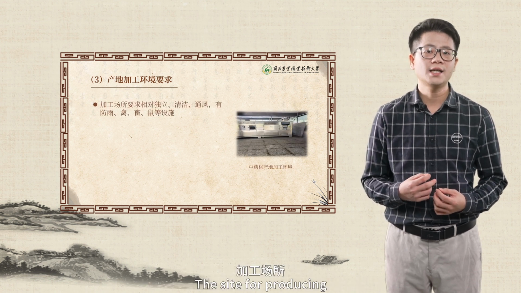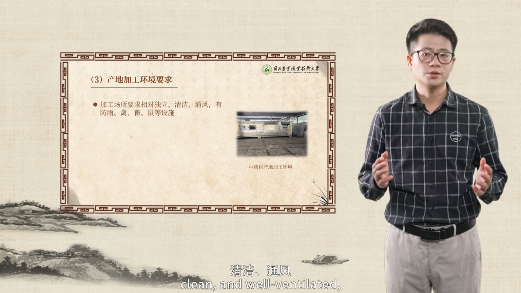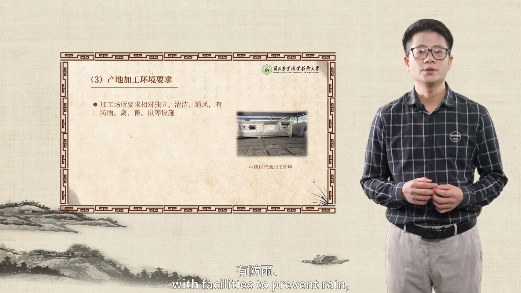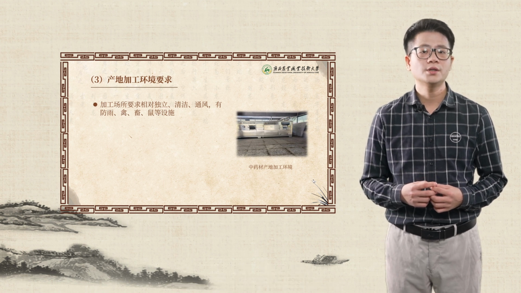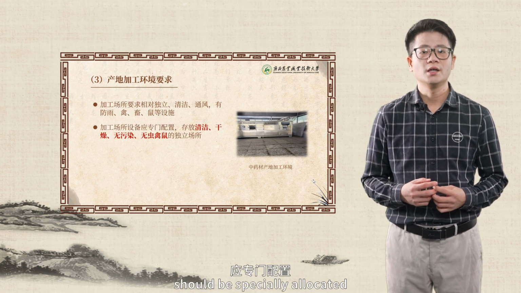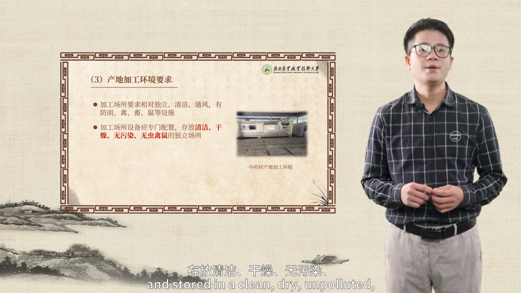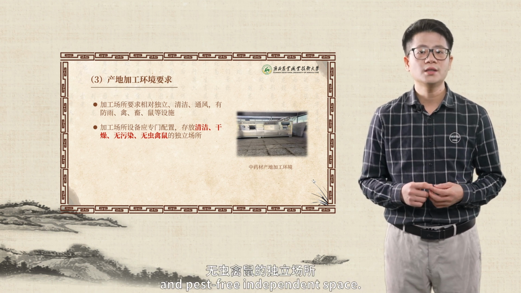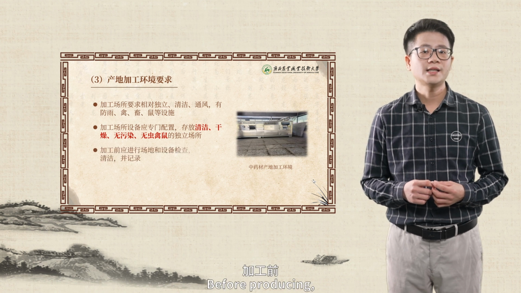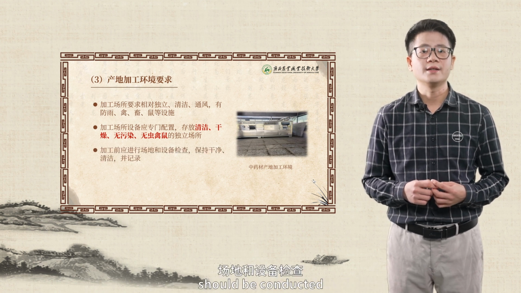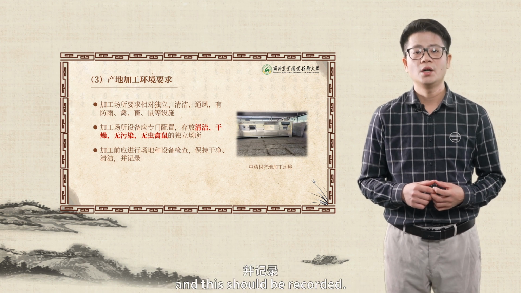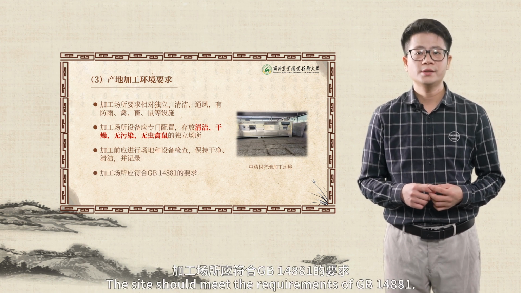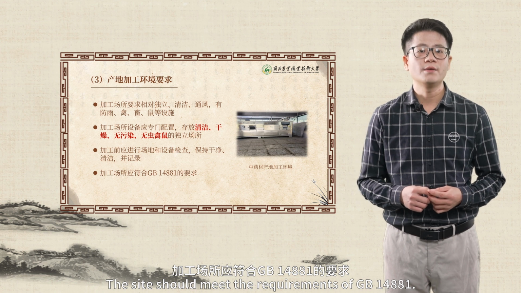The site for producing should be relatively independent, clean, and well ventilated, with facilities to prevent rain, birds, livestock, rodents, etc. The equipment in the site should be specially allocated and stored in a clean, dry, unpolluted, and pest-free independent space. Before producing, an inspection of the site and equipment should be conducted to ensure they are clean and sanitary, and this should be recorded. The site should meet the requirements of GB 14881.